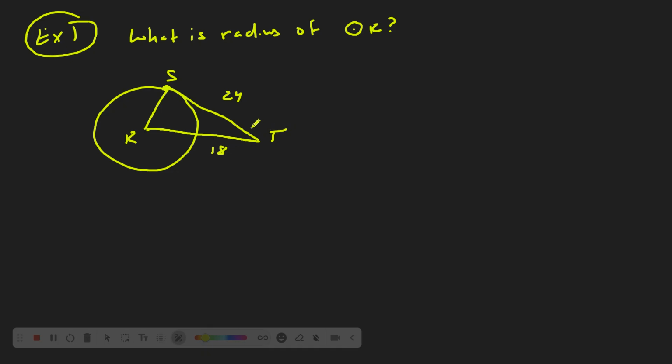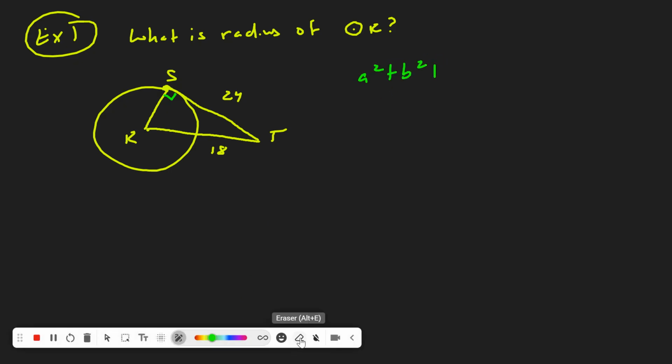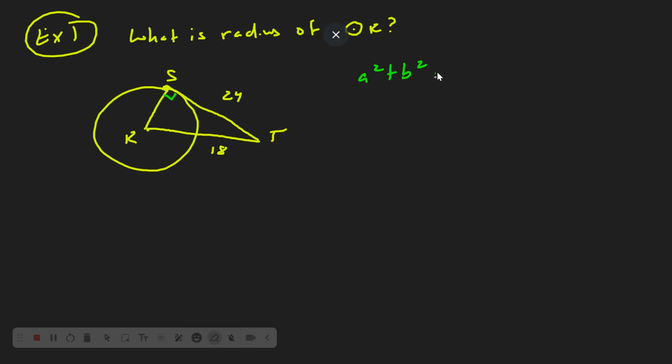Okay? All right. So what we have to do is we have to be intelligent, right? So two things. Number one, when a radius hits a tangent, we have a right angle right here. So now we have a right triangle. So Pythagorean theorem comes into play. A squared plus b squared equals c squared.